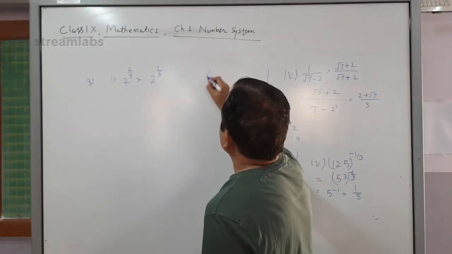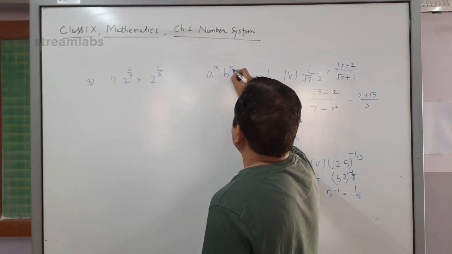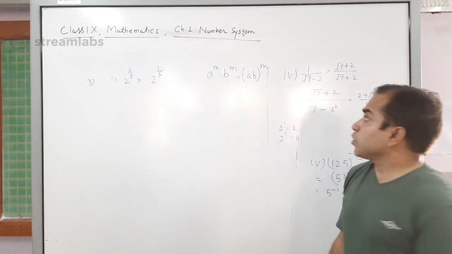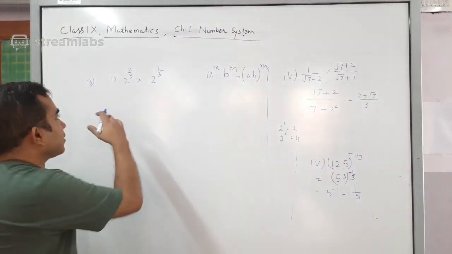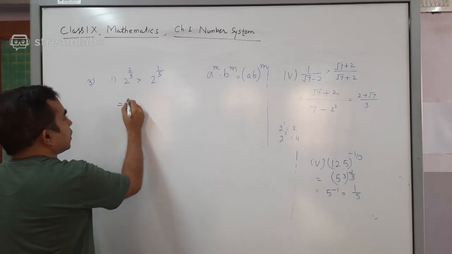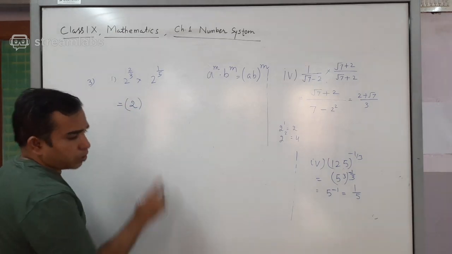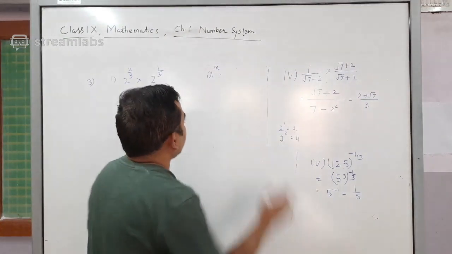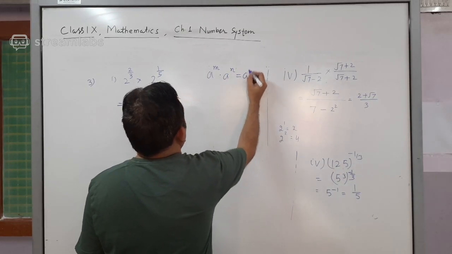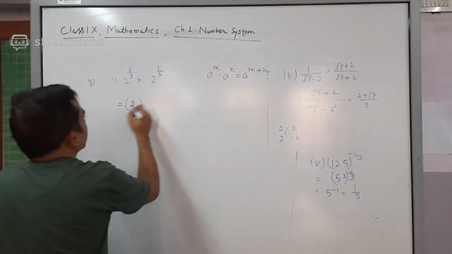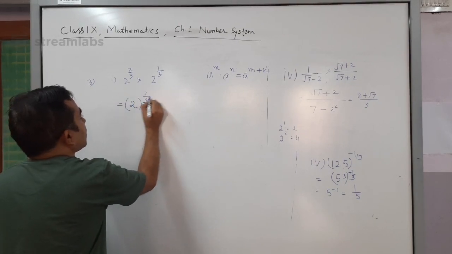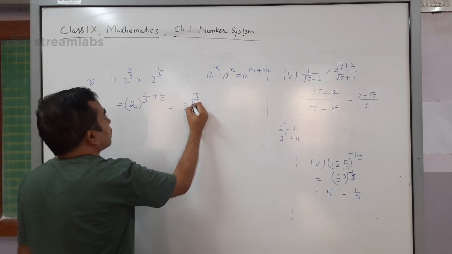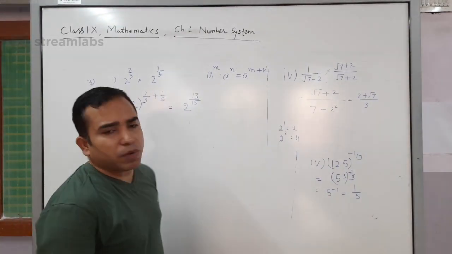We've seen one property that a raised to power m into b raised to power m is same as a into b whole power m. Right. So here I can see this base is same, 2 and 2. Not this property. Here I am going to use this property: a raised to power m into a raised to power n becomes a to the power m plus n. So if base is same, power will get added, 2 by 3 plus 1 by 5, right? It's not difficult to simplify. 10 plus 3, 13 upon 15, right? I don't think it can be simplified further.